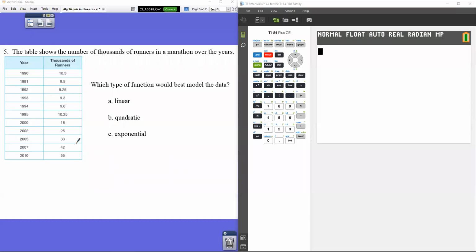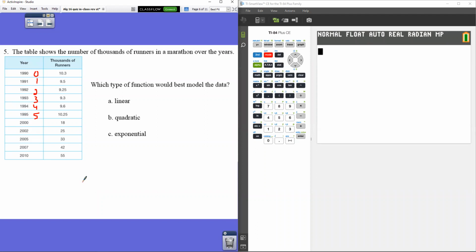In question number 5, the table shows the number of thousands of runners in a marathon over the years. Now notice that you're given years. Remember, we don't type in specific years. Years always start with 0. So 1990 is really year 0, 1991 is really year 1, 1992 is year 2, and then this would be year 3 and year 4, and year 5. Now be very, very careful right here. Notice how they try and trick you.